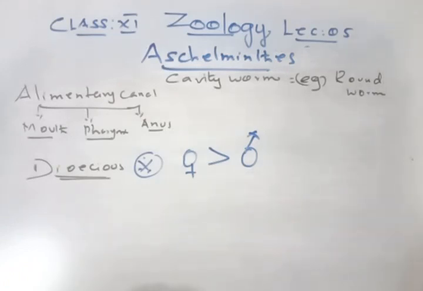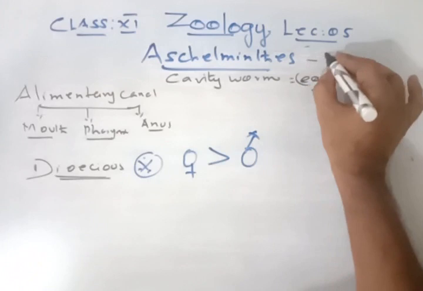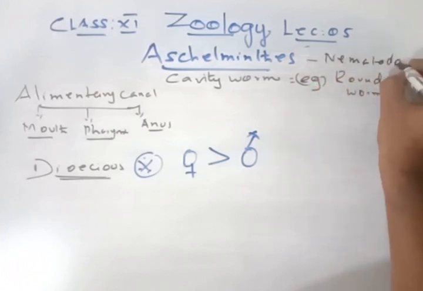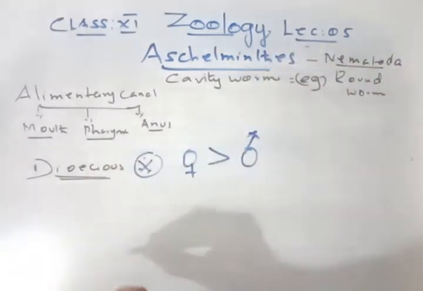This Aschelminthes, previously how was it called? It was called Nematoda. Previously it was called Nematoda, and now it has changed its name to Aschelminthes. So these two points you have to always remember when you study Aschelminthes.